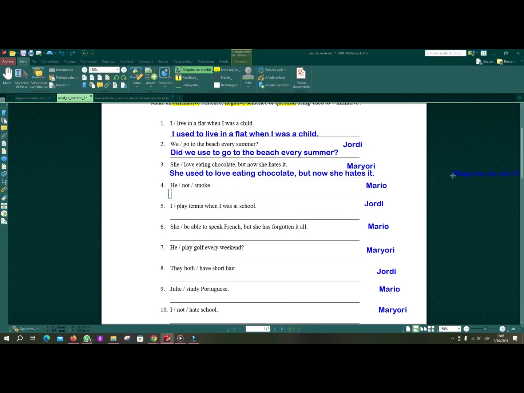What about number 4, Mr. Mario? Do you have it? He not used to smoke. Oh, remember that there you need to use the auxiliary did not, right? Didn't. So he didn't used to smoke. Yes. He didn't used to smoke. Excellent, Mr. Mario. That's great.